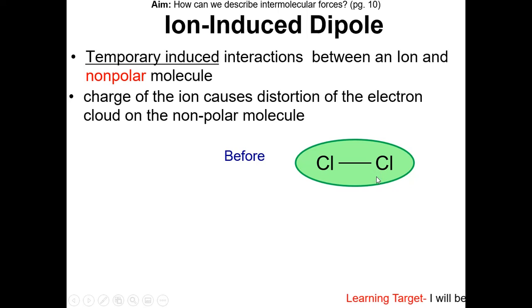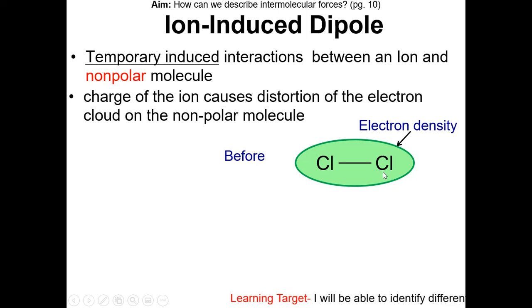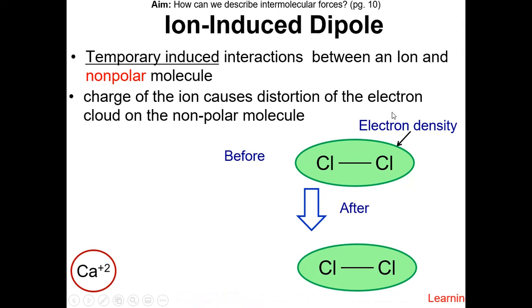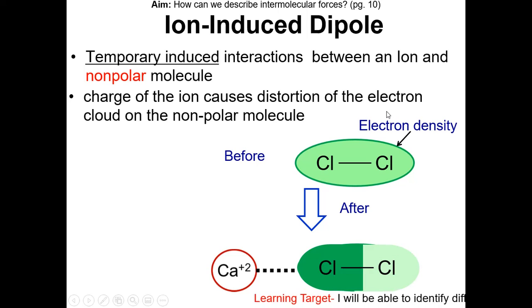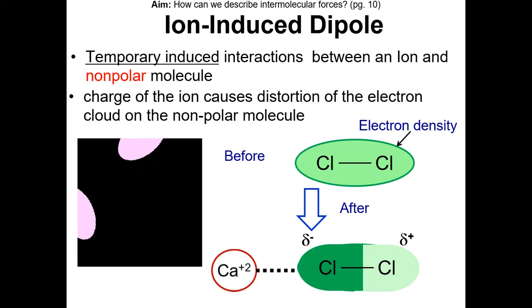Here we have CO2, which is a nonpolar molecule. It has uniform electron density in the electron cloud of the molecule. Then the ion is going to move close to the molecule and interact with it. Notice that the electron density shifts to the left. Electrons are negative, they will be attracted to the positively charged calcium. So the chlorine on the left has a partial negative charge, and the chlorine on the right has a partial positive charge. Here's a GIF showing the ion-induced dipole. Keep in mind, the ion-induced dipole interaction is temporary. The moment the ion moves away, the interaction is gone.